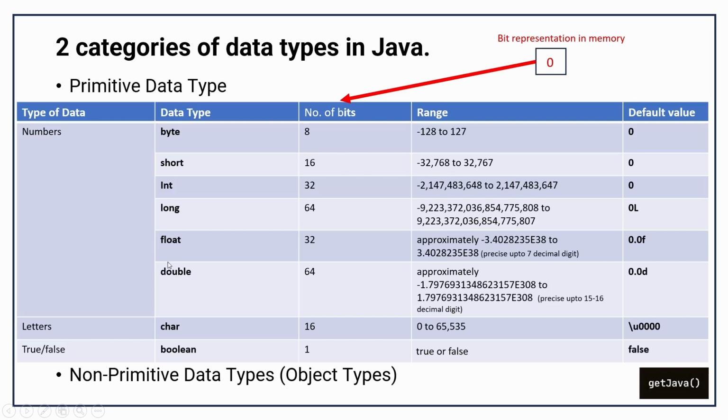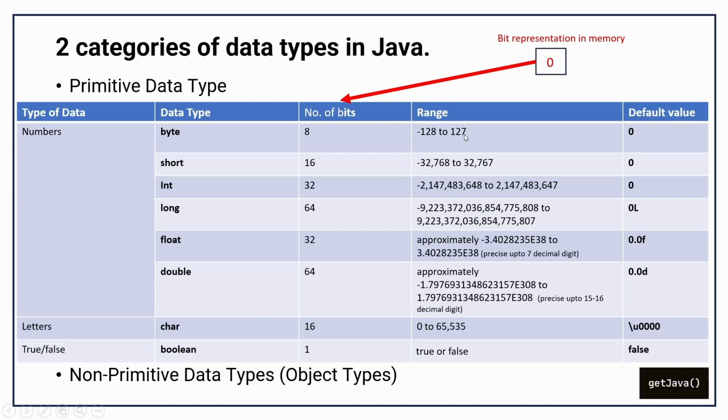To explain that, let us consider an example. Suppose you want to store someone's age. In the history of mankind, the person who lived the longest is around 122 years and few months. So if I want to store someone's age, I will go for byte data type, because the range of byte data type is -128 to 127. So you can store values up to 127.